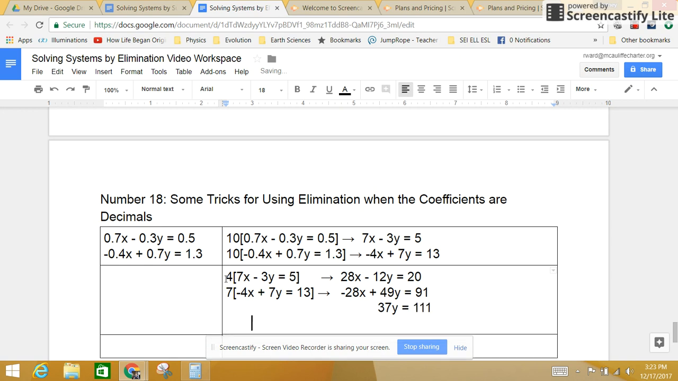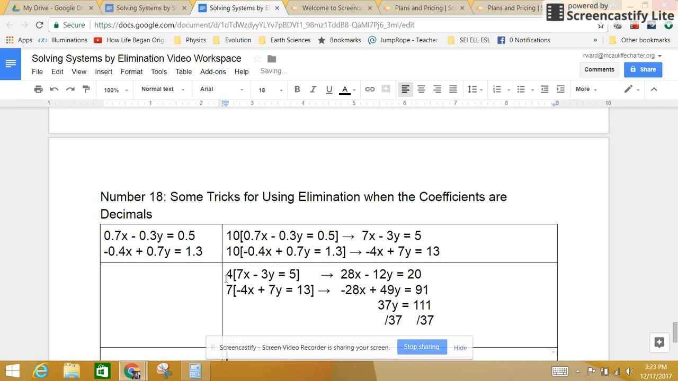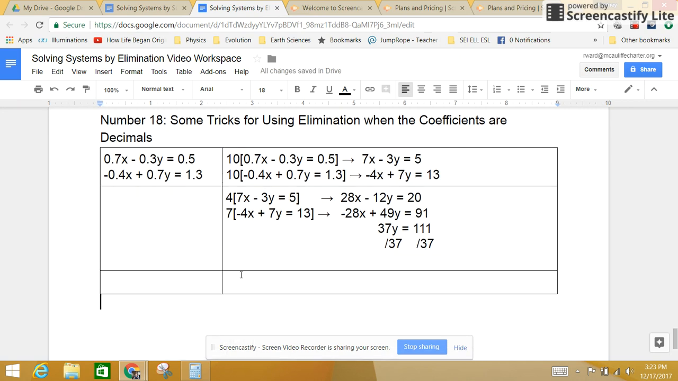When I divide both sides by 37, turns out that 111 divided by 37 is actually a neat and tidy number. It equals 3. Okay, now I've got that.